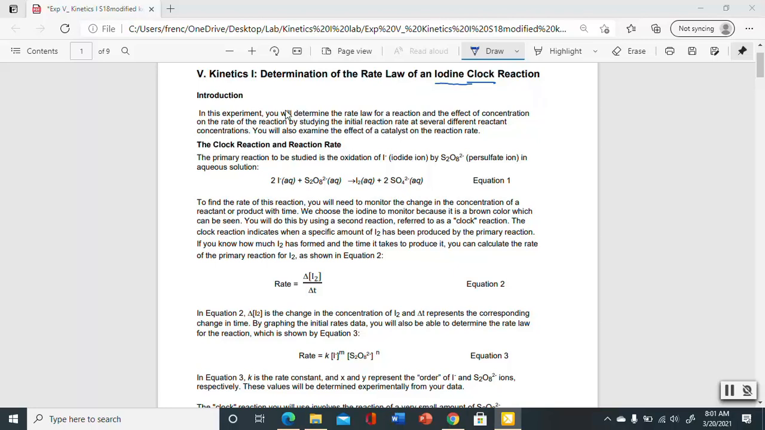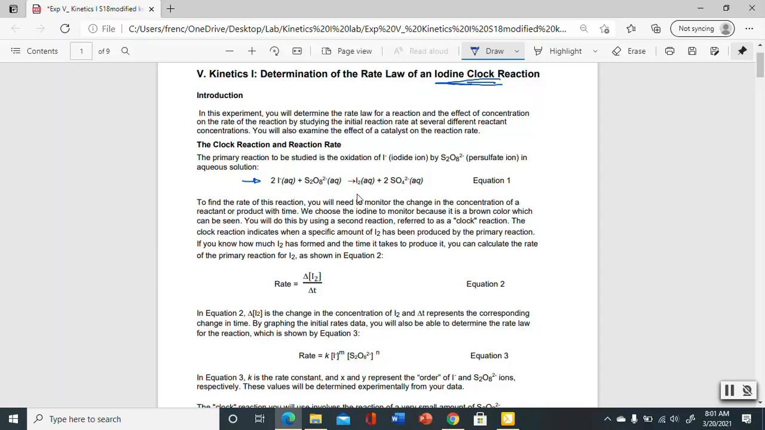So this is the concepts video for Kinetics 1, determination of the rate law of an iodine clock reaction. And an iodine clock reaction is a neat thing. We're going to talk about that in a minute. But first, we're going to talk about what we're going to be determining the rate law for. Where you have two iodides and a persulfate ion reacting to form iodine and two sulfates.